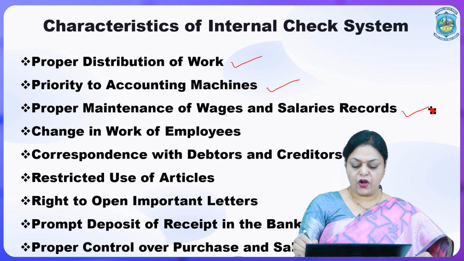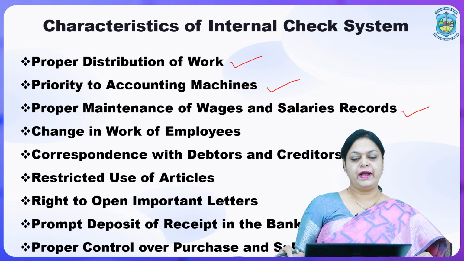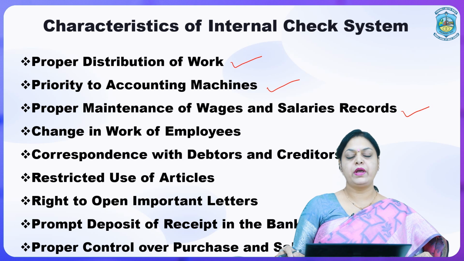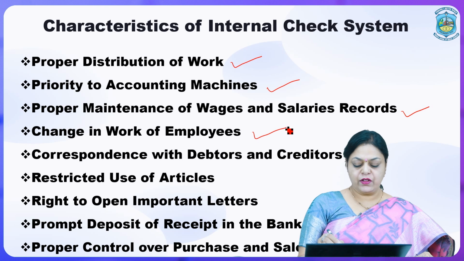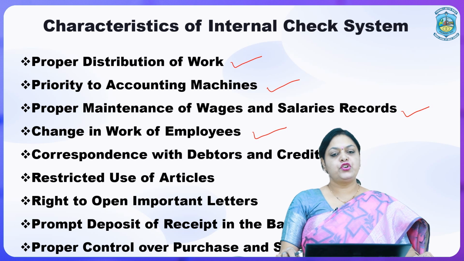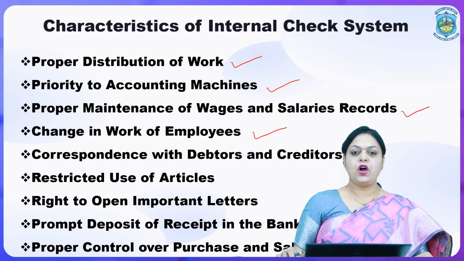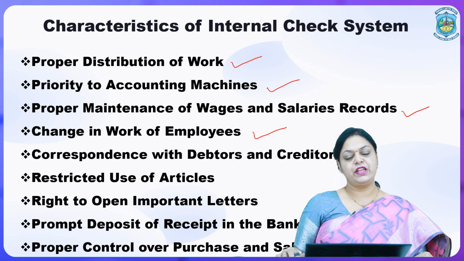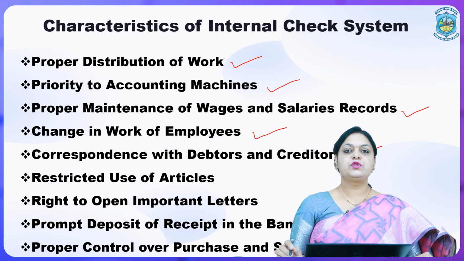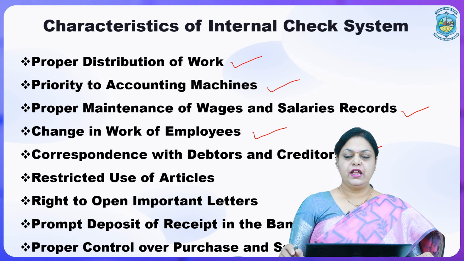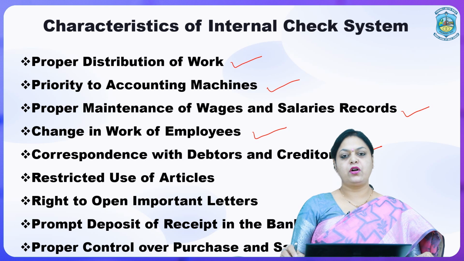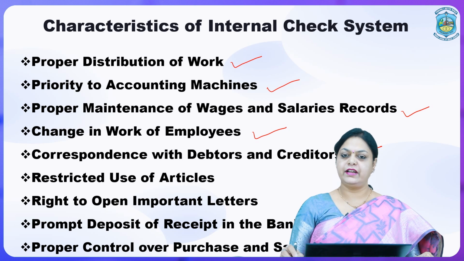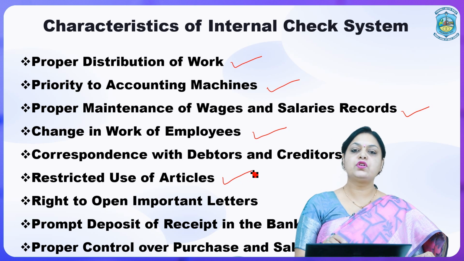Proper maintenance of wages and salaries records should be maintained so that we can know who is going to manage what kind of work. Change in work of employees. There should be a rotation in the work of the employees so that the work of one person can be checked by another person. Correspondence with the debtors and creditors. It is very much required for an effective check system that there should be correspondence with the debtors and creditors.